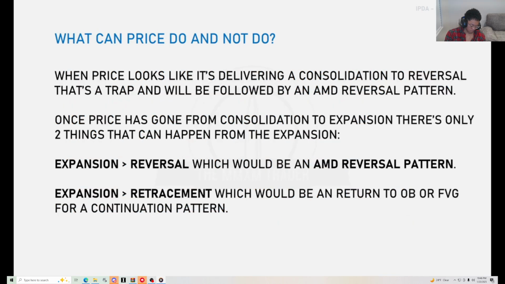When price looks like it's delivering from a consolidation to a reversal, it's a trap and it will be followed by an AMD reversal pattern. If you're not familiar with AMD, it stands for accumulation, manipulation, and distribution. So you can already see in the name AMD, we've got that manipulation. So think about what we just said, right? You cannot go from a consolidation into a reversal because consolidation is accumulation, the A in AMD.